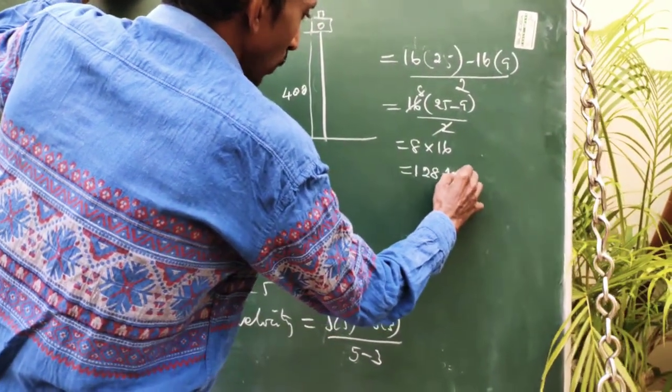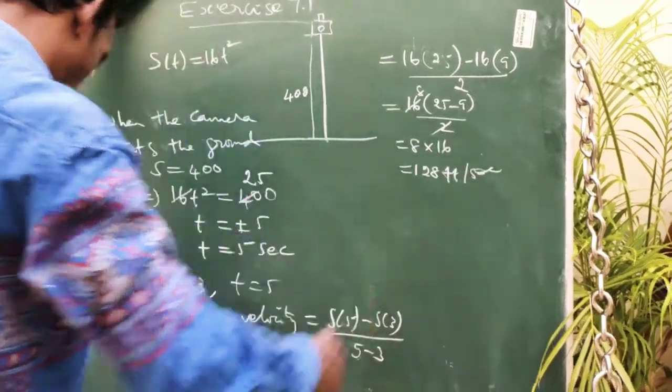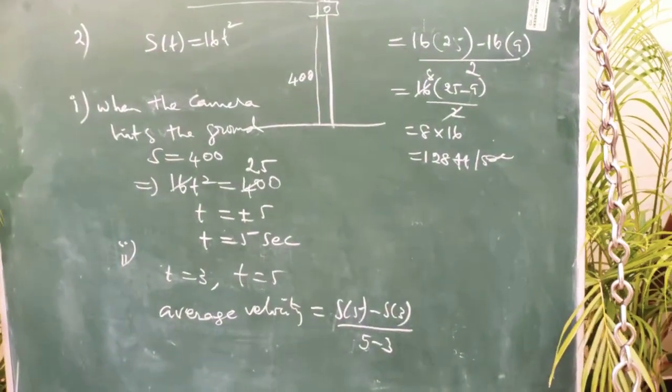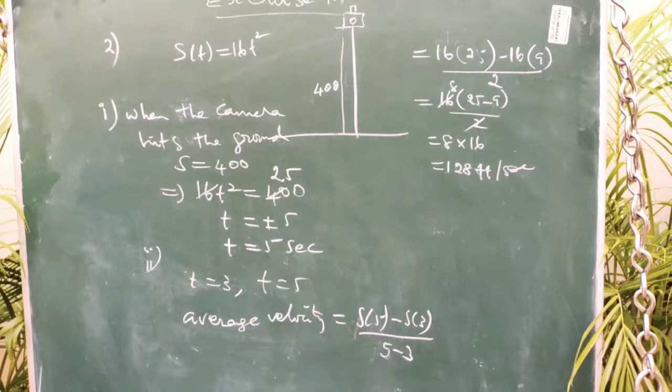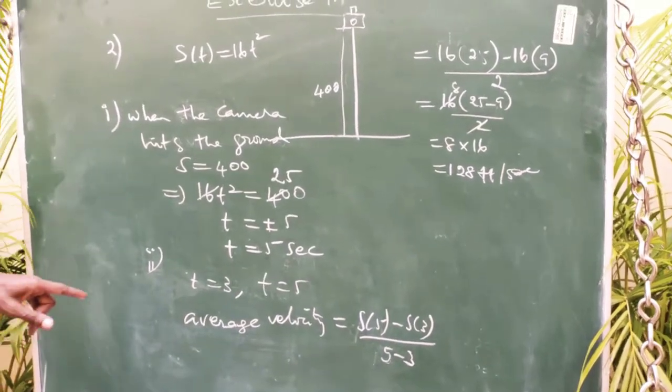128. What is the unit? I think feet per second. Okay, so put the unit feet per second. Third subdivision, instantaneous velocity when it hits the ground.